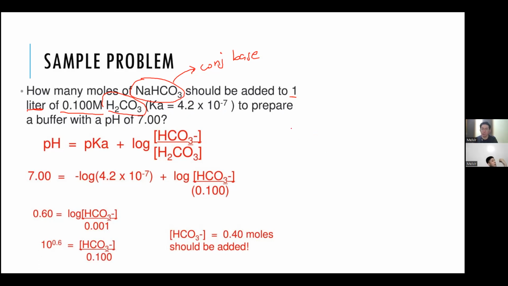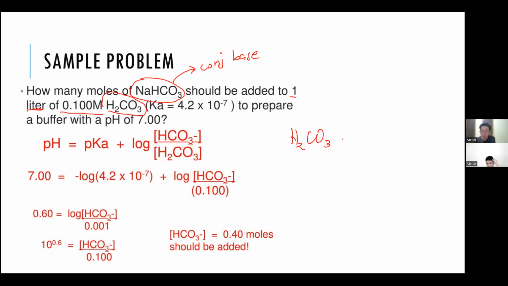However, I have a question, Josh. How many Ka should carbonic acid have? 4.2 times 10 to the negative 7. No, how many dissociations does it have? I'm not asking for the value of the Ka. I'm asking how many dissociations your carbonic acid will undergo.